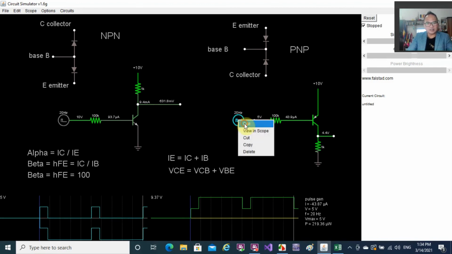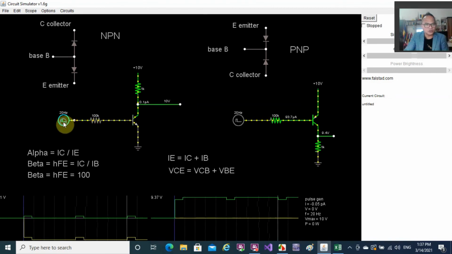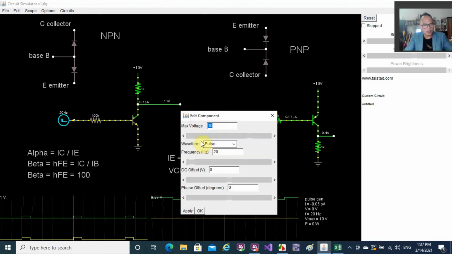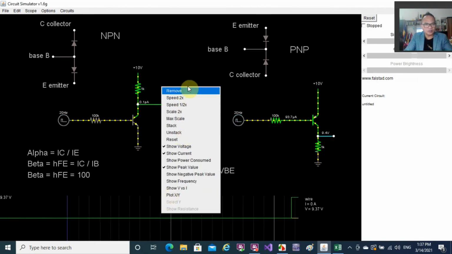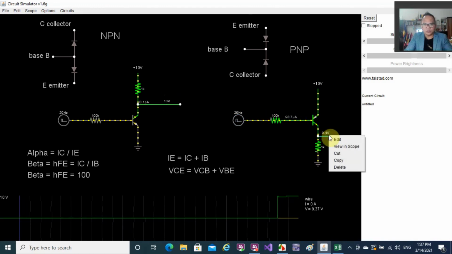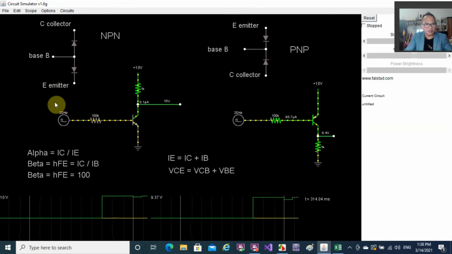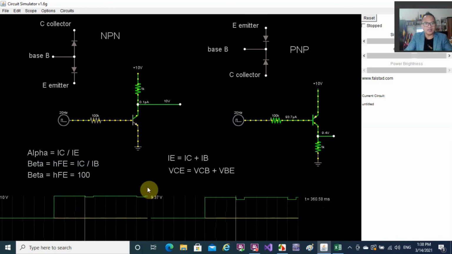Let's change this again to 1 volt. With the 1 volt input, we have an 8.4 volt turn on output voltage. And our current for the 1 volt input is 83.7 microamperes. Also change the value of the NPN to 1 volt, and view scope our output. So they have the same 1 volt here and 1 volt also here. As you can see, they have the same function.